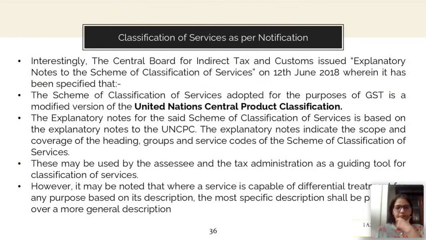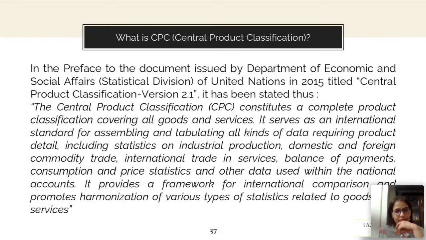So it is just like the Indian goods classification only. The structure is like that, but they have copy-pasted from the United Nations Central Product Classification System for the services. After that, it is being given what CPC is.